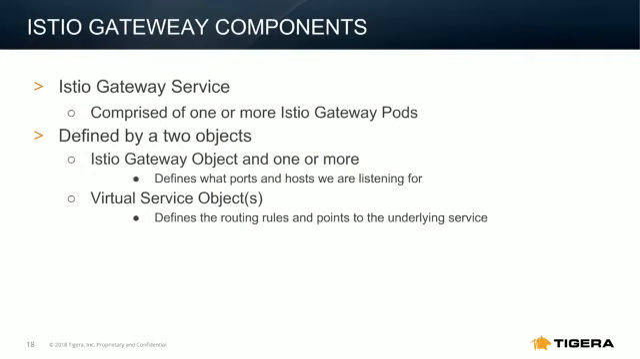An Istio gateway service is comprised of one or more gateways, and it's defined, as I said, as an Istio gateway object, one or more of those, so you can actually have multiple Istio gateway objects, and a service object which defines the routing rules and points to the underlying service. So the gateway object defines what ports and hosts we're listening for, and then the virtual service object defines how you route that to a final destination.